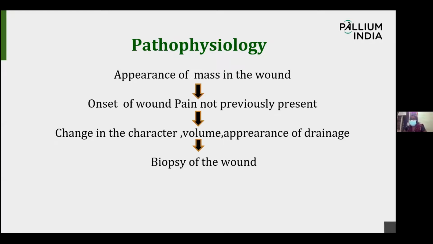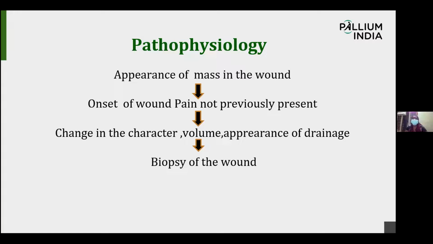Appearance of a small mass in the wound, not previously present, and after that, the patient will be experiencing pain, and the character of the skin, the wound, the volume, and appearance will be changing. So if these changes are there, you can refer the patient to the oncologist and take a biopsy and find out whether there is any Marjolin ulcer or not. If there is a Marjolin ulcer, the patient should take proper treatment. It's a curable cancer. They can get proper treatment for Marjolin ulcer.